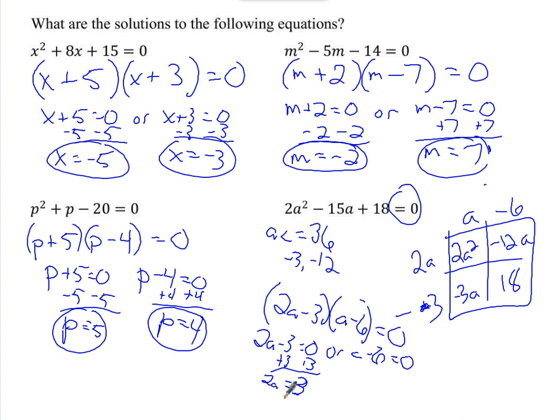Now what? Divide both sides by 2, and we have a equals, I don't see a negative sign, but it is 3/2. Leave it like a fraction. 3/2, perfectly fine. 1.5 is right, but 3/2 is fine. And the second one, we have a minus 6 equals 0. So we're going to add 6 to both sides, and we have a equals 6 for our second answer. So if we were to graph this, we would see a parabola that opens up, has a y-intercept at 18, and crosses the x-axis at 3/2 and 6.